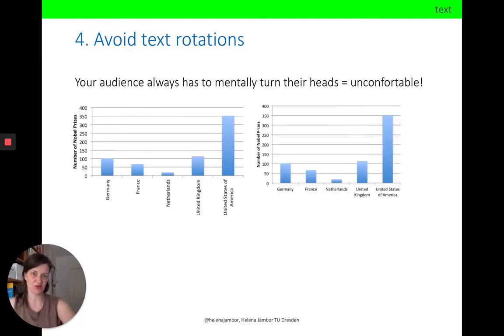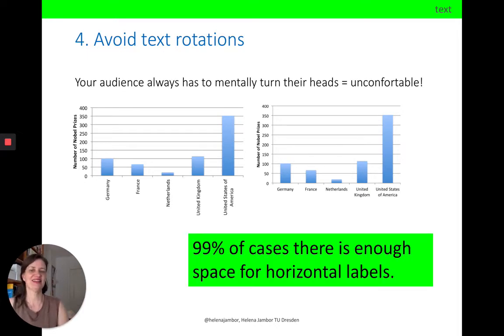You have two options. One, try to find a possibility to fit the text below each bar in this case. You can do this, for example, by slightly widening the bars themselves, using a slightly smaller font size for the text, or just trying to shorten your text in the first place somehow. I would argue that in 99% of the cases, there will be enough space for horizontal labels in your charts.